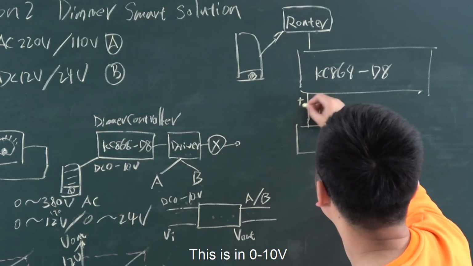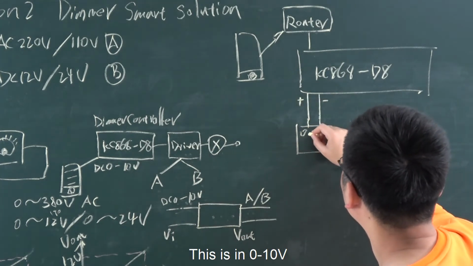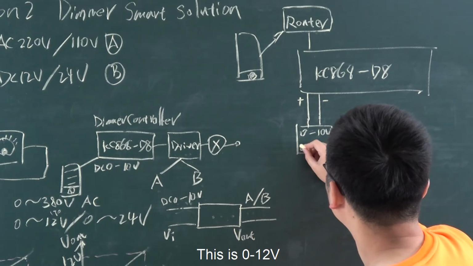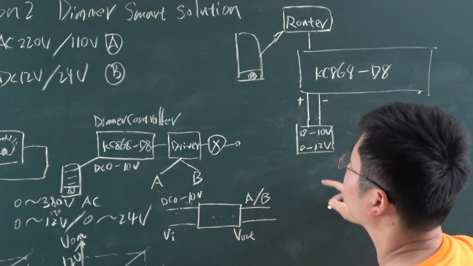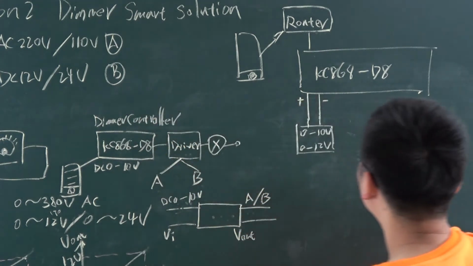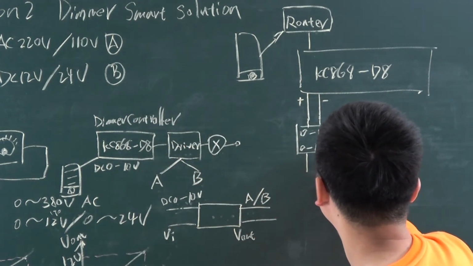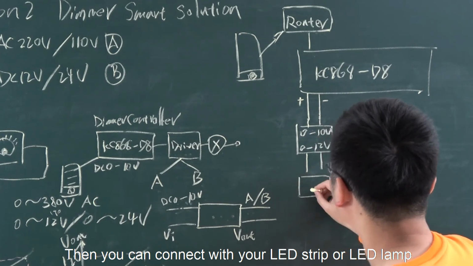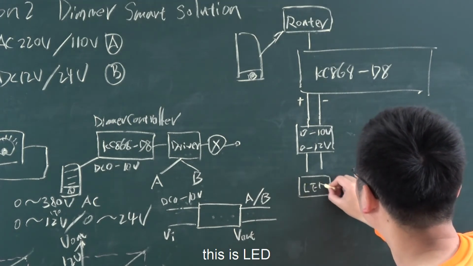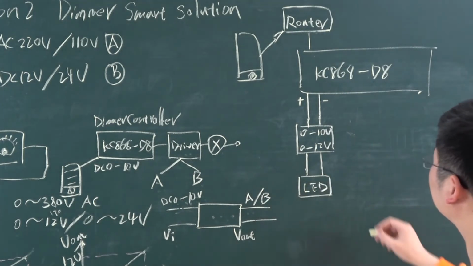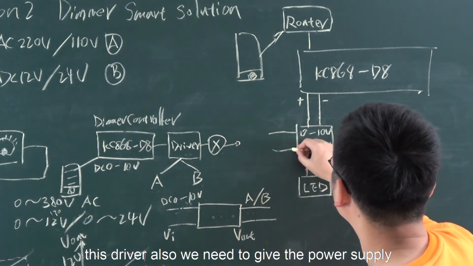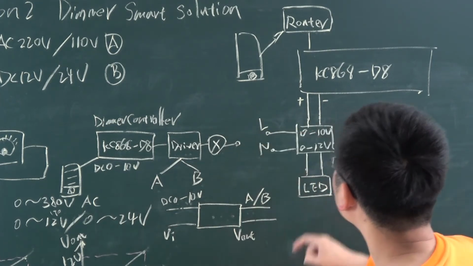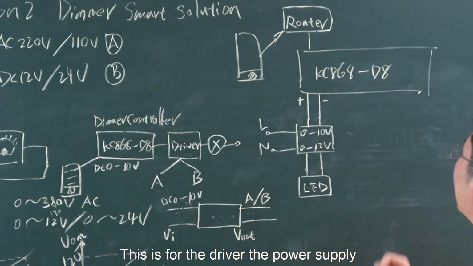This input is 0 to 10 voltage. And this is 0 to 12 voltage. We'll take an example for the B type. The B type will output, then you can connect with your LED strip or LED lamp. This is the LED. And this driver also needs a power supply for the L and neutral line. And this is the power supply for the driver.